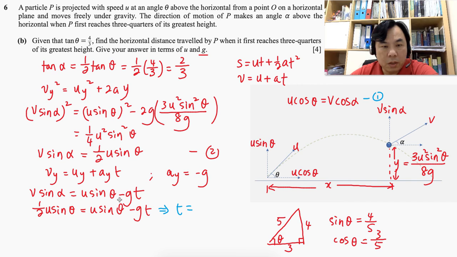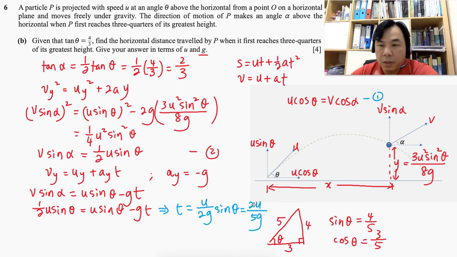So that is simply half u sine theta over g. And then we know that sine theta is actually 4 over 5. Therefore, we can simplify that as 4 over 5, so that will be 2u over 5g. Okay, 2u over 5g. So that's the time.